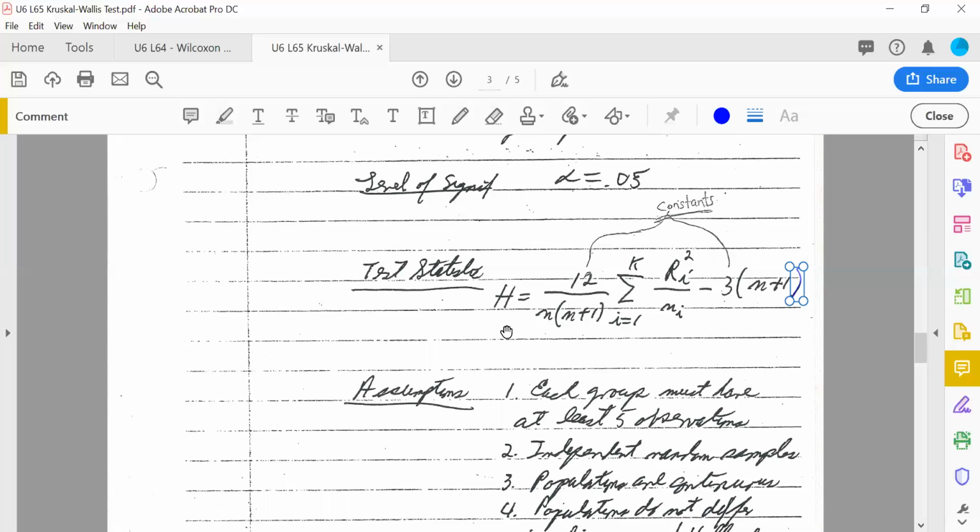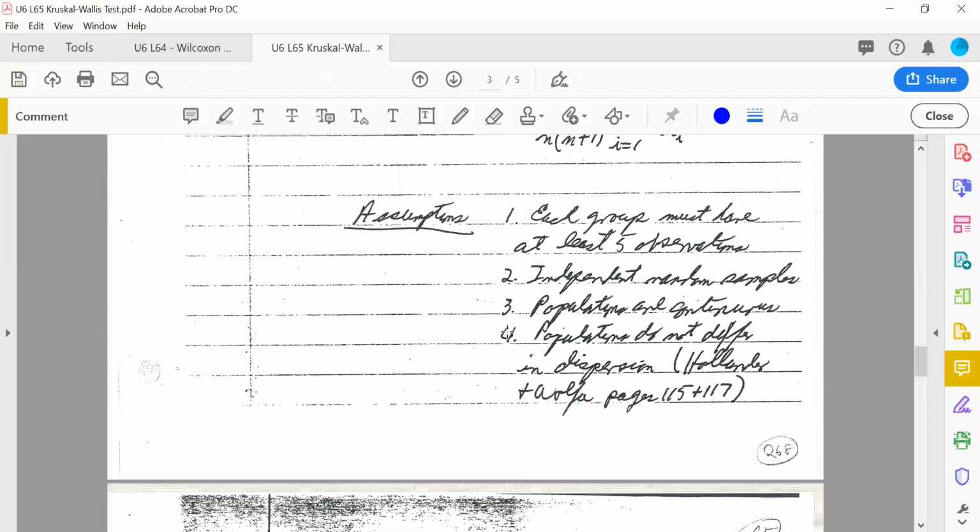Okay, so first off, the assumptions. Each group must have at least 5 observations.